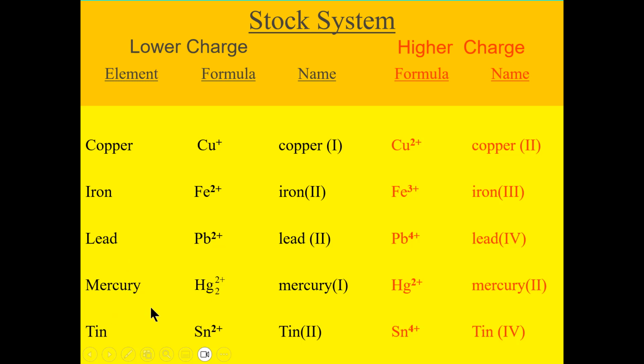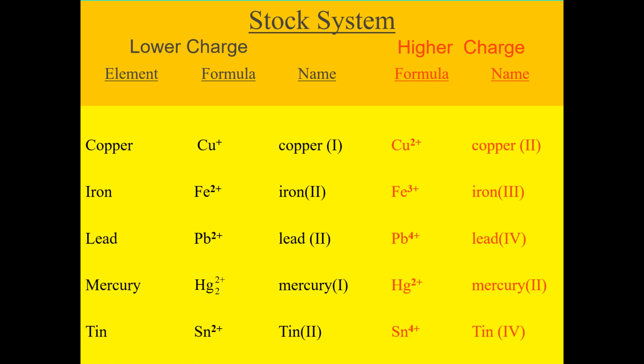Now mercury, let me just mention something about mercury. Mercury is a bit unique because even though we have a +2 charge here, this is known as mercury(I), and you'll notice that there's a subscript 2 here. What this is indicating is that the mercury ion in this particular case is made up of 2 atoms of mercury, and that collection of atoms carries a charge of +2 overall.